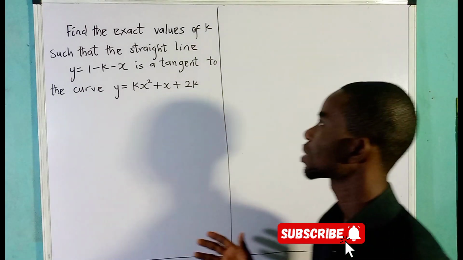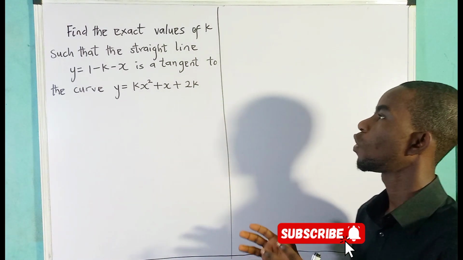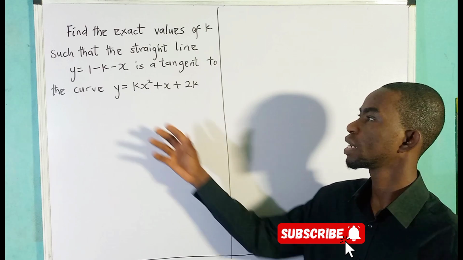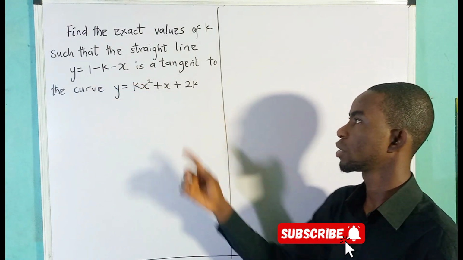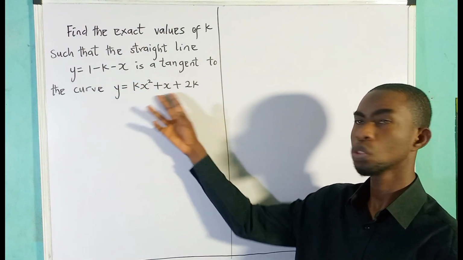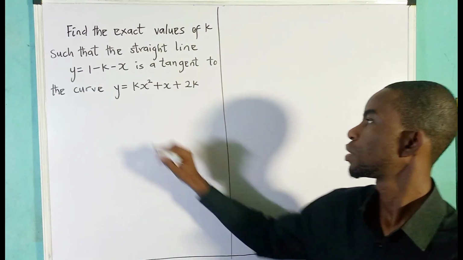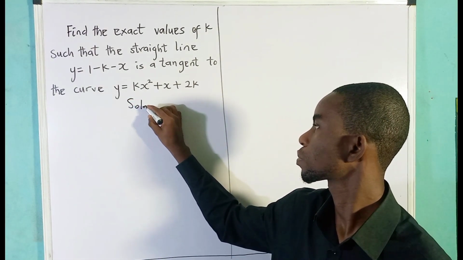Okay, the question says find the exact values of k such that the straight line y equals 1 minus k minus x is a tangent to this curve. Now, this is the solution.